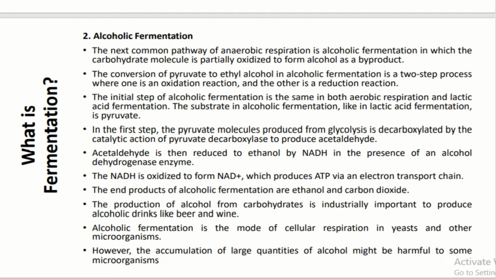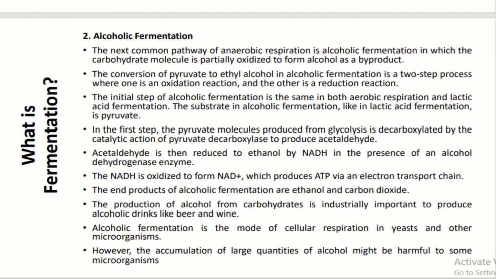The conversion of pyruvate to ethyl alcohol in alcoholic fermentation is a two-step process where one is an oxidation reaction and the other one is a redox reaction or reduction reaction. So this is the redox reaction. The initial step of alcoholic fermentation is the same in both aerobic respiration and lactic acid fermentation.